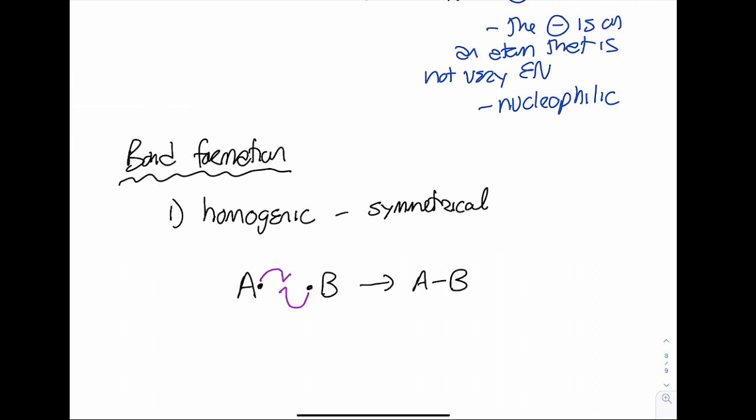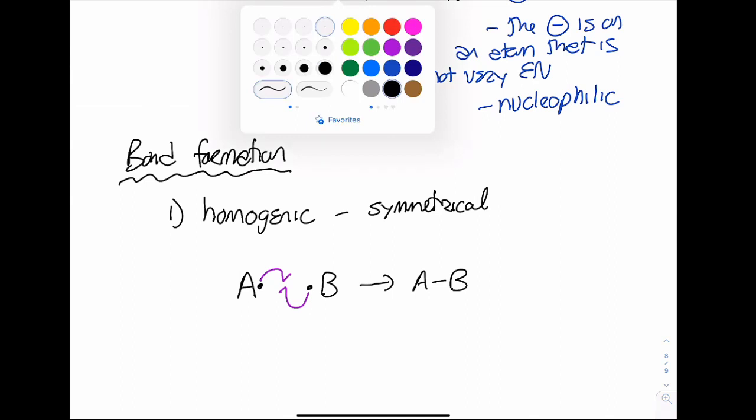So I formed that bond, right? A contributed one electron, B contributed one electron. I don't think of it as a nucleophile and electrophile because they're equally electron rich and equally electron poor, right? They're both non-octet. They both have a free electron, a free radical.